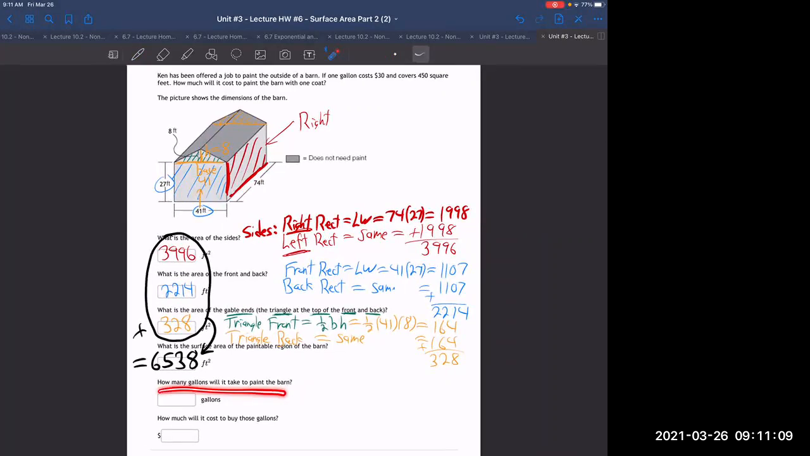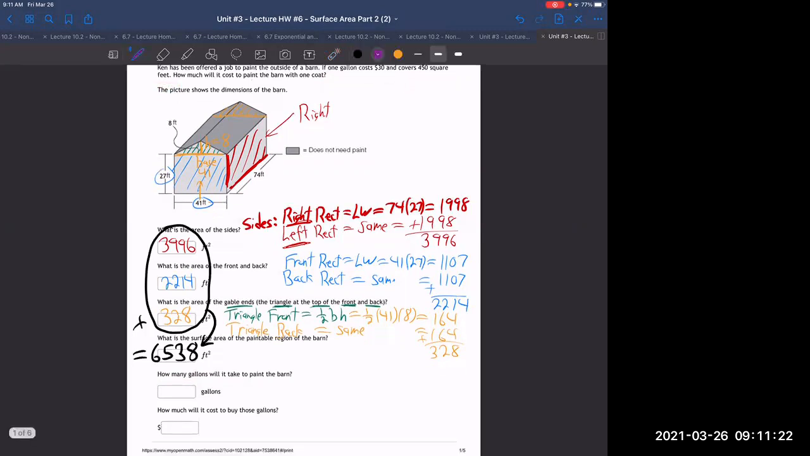barn? Well, how do we know that? Well, right up here, it says 1 gallon costs $30 and covers 450 square feet. So let's write that down. 1 gallon covers 450 square feet.